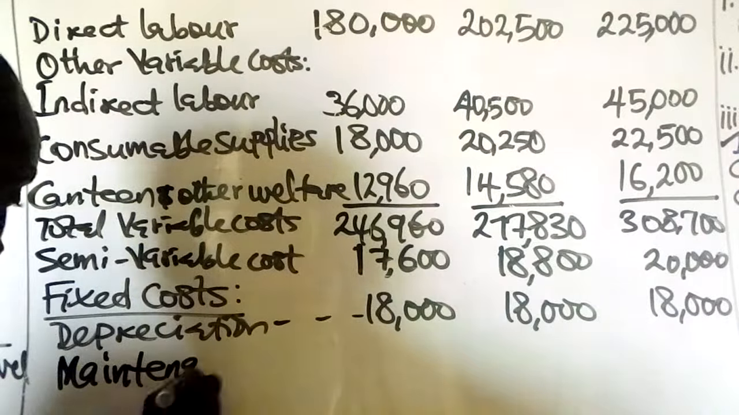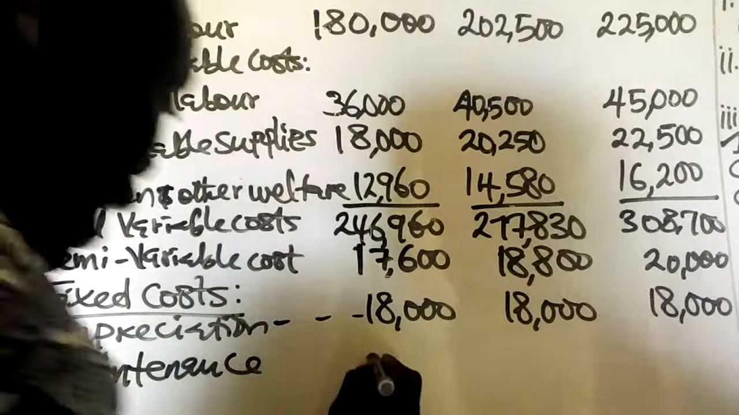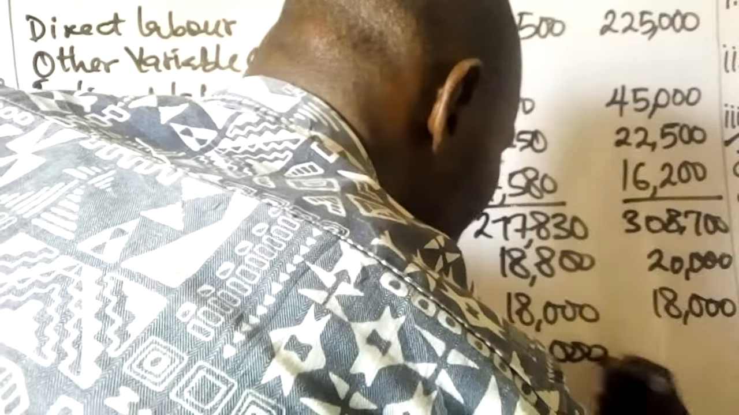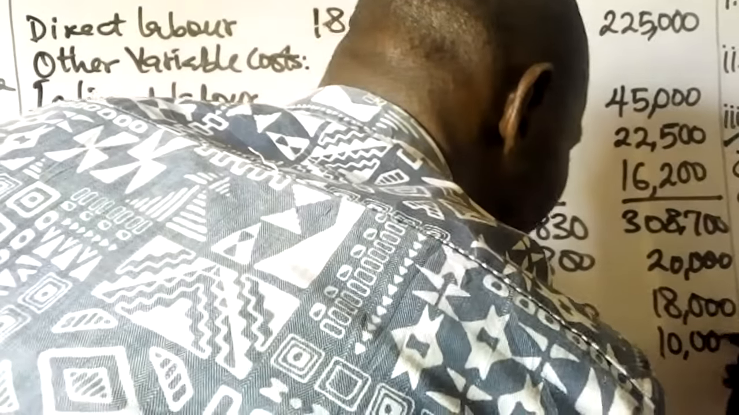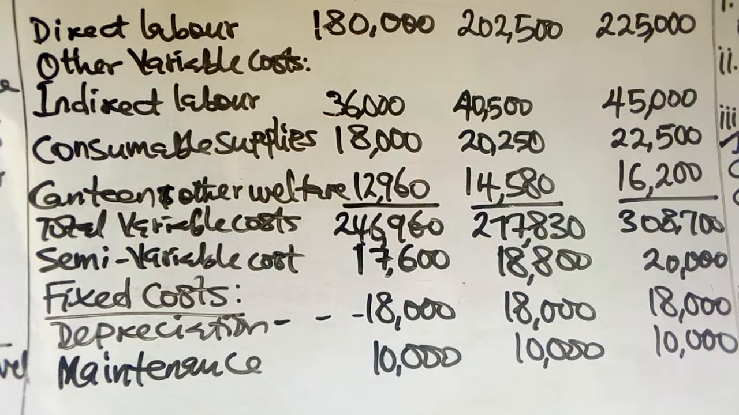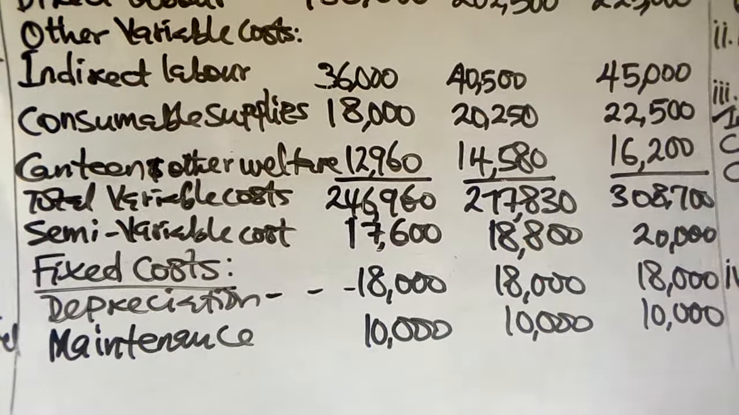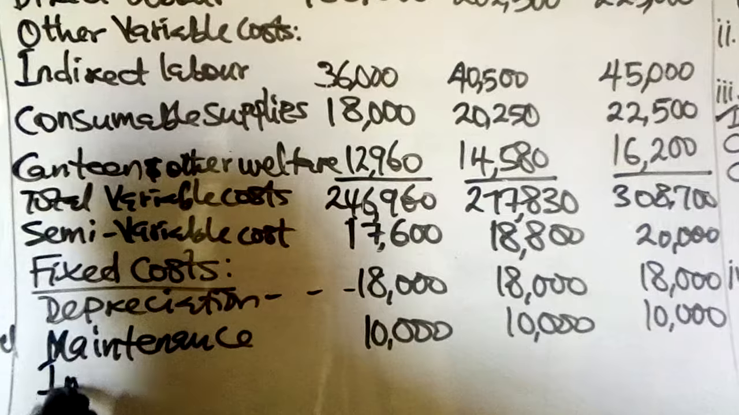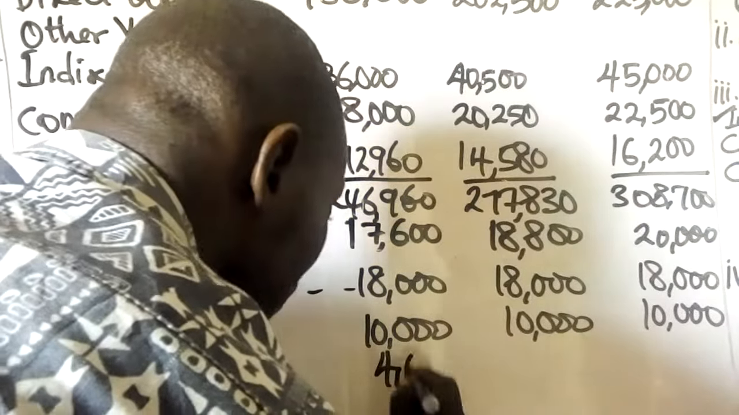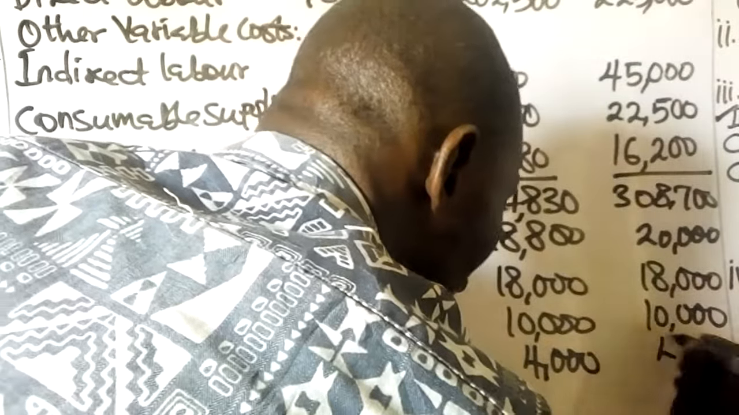Maintenance, and our maintenance cost is 10,000. Since it is fixed for all levels of capacity, you have 10,000. Then we also have insurance. Insurance is 4,000.